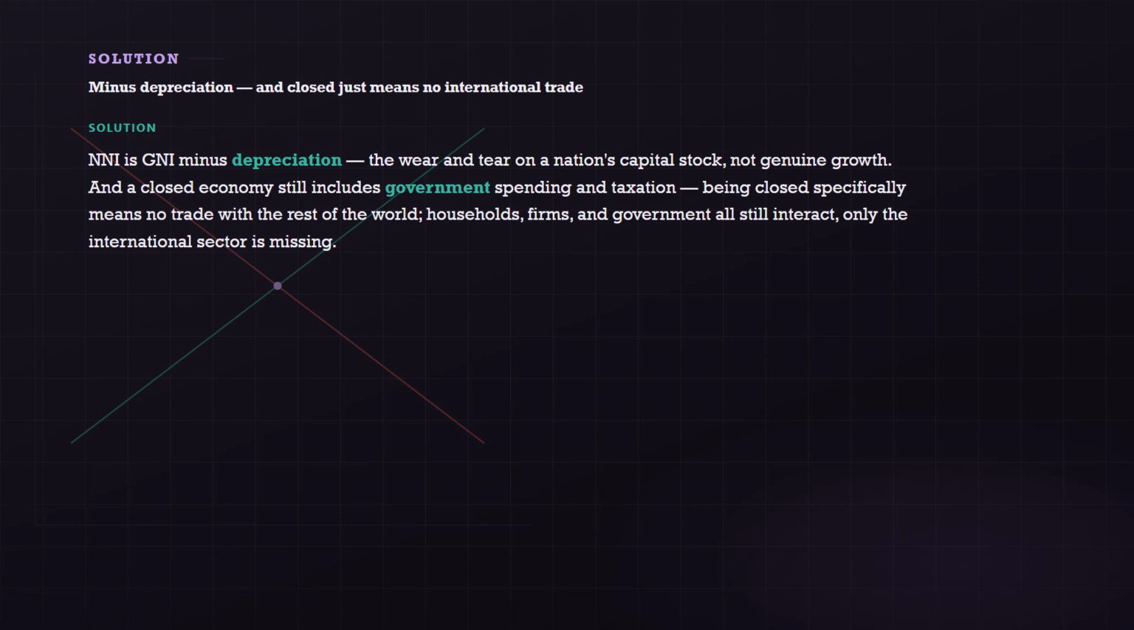And a closed economy still includes government spending and taxation. Being closed specifically means there's no trade with the rest of the world, no exports or imports crossing the model's boundary. Not that government disappears from the picture. Households, firms, and government all still interact in a closed economy. It's only the international sector that's missing.